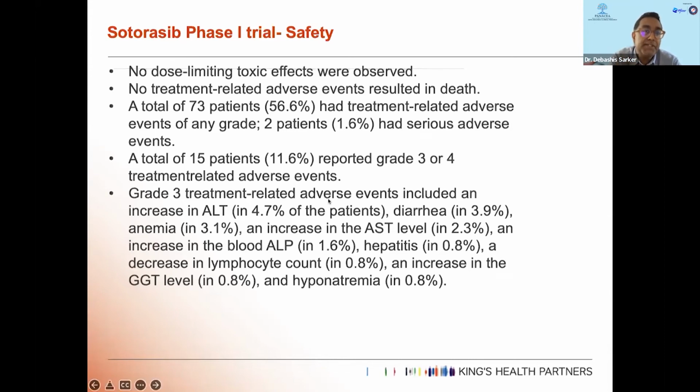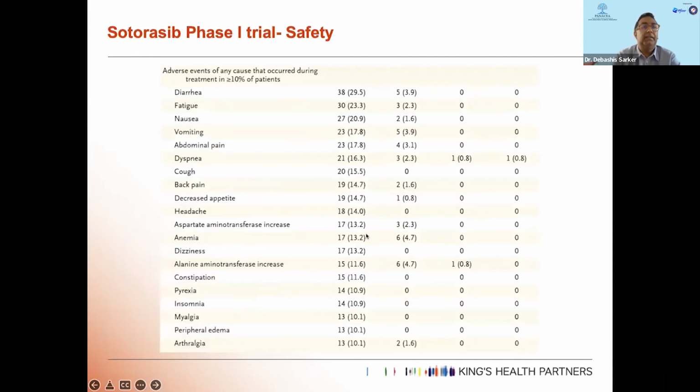A total of 15 patients, so 11%, reported grade 3 or grade 4 treatment-related adverse events. And then the grade 3 treatment-related adverse events were a mix of transaminitis and gastrointestinal toxicities such as diarrhea. And if you actually look at the tables that they have presented, in the main paper, they only report the adverse events of any cause that occurred during treatment in more than 10% of patients. So that's not particularly helpful. And I thought that this was not presented so clearly.